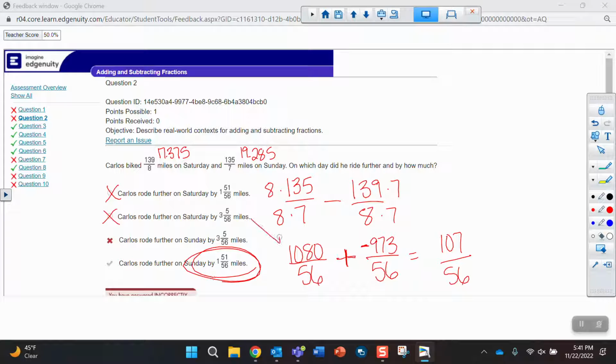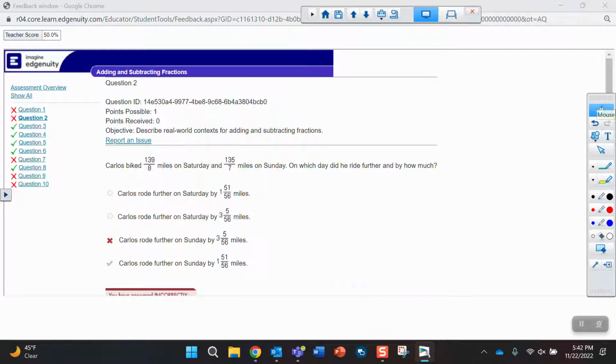Again, you could have compared both of those fractions in this step. If I go back and erase that negative sign and make this back to subtraction, you can see here that 1,080/56 is bigger than 973/56. So that's how we could tell that he rode further on Sunday than he did on Saturday. I just did a real quick division problem to see which number was bigger. Okay, let's move on.